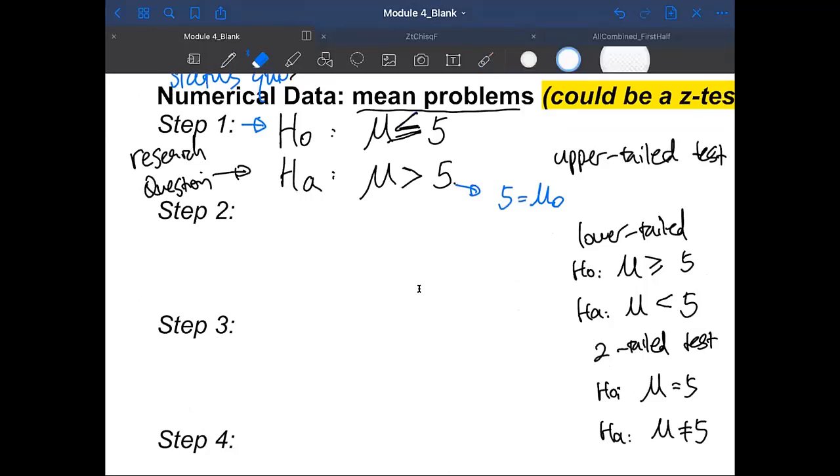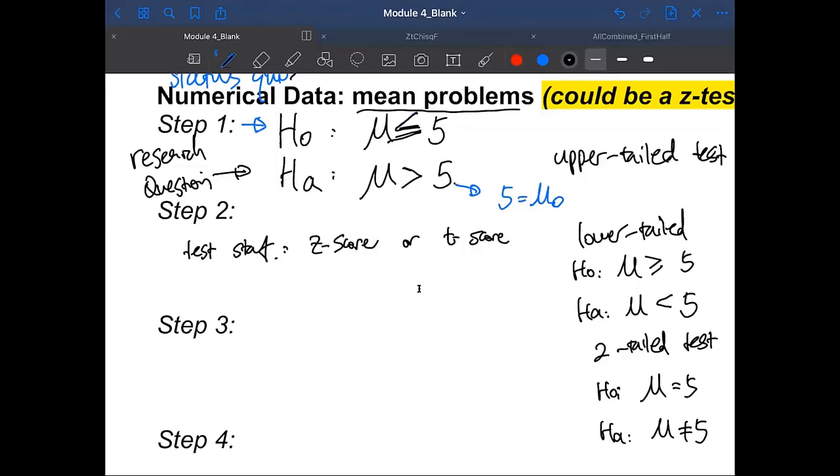So what is a test statistic? How do we remember? A test statistic is just some kind of evidence from your data. So you want to take a look at the evidence you have from the data. The test statistic could be a z-score, or it could also be a t-score.